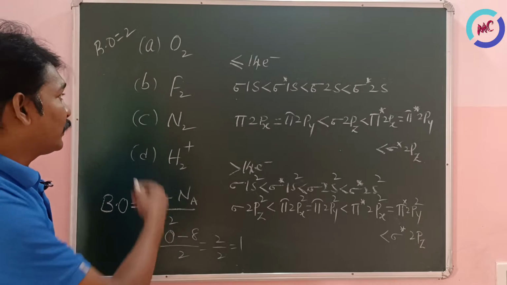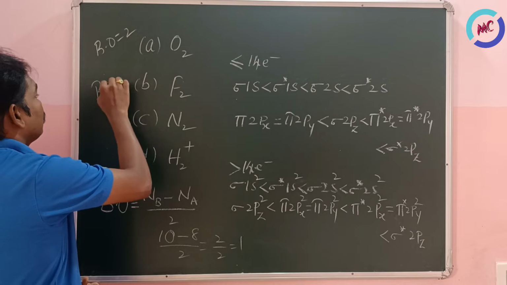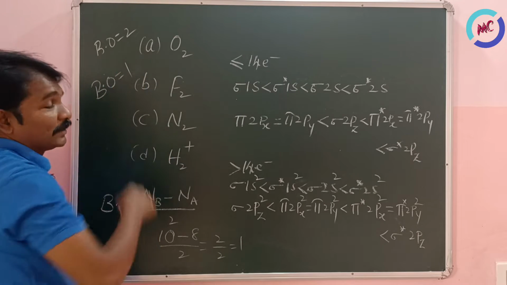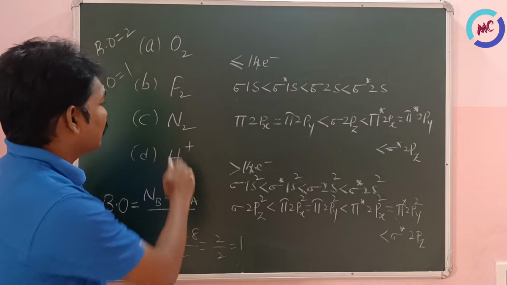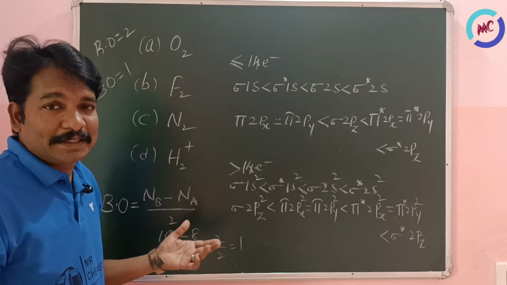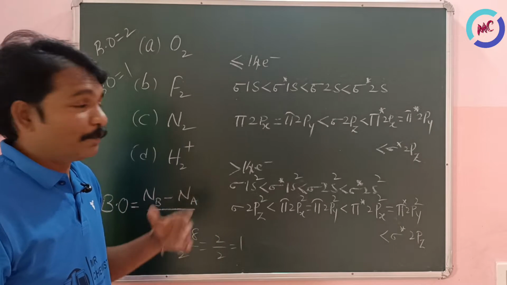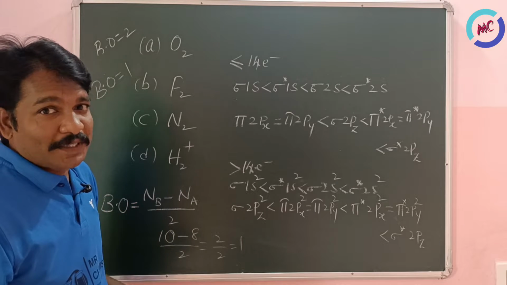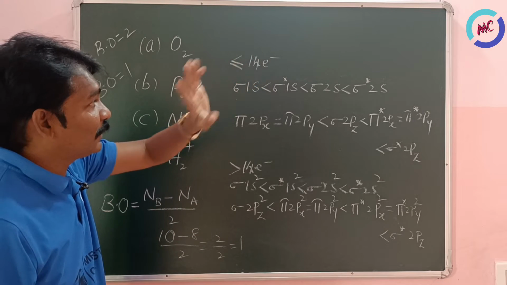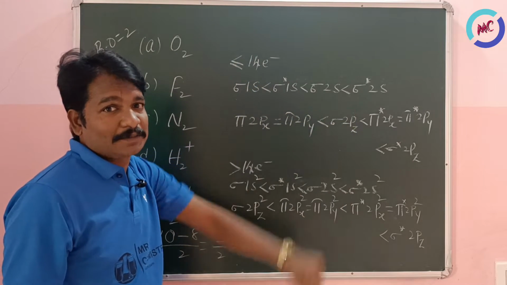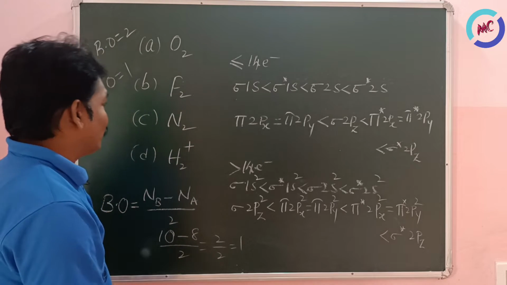Therefore, the bond order in the case of the F2 molecule is 1. Clear to you? Next, nitrogen. Nitrogen we already calculated in the previous one, and nitrogen has 14 electrons. For less than or equal to 14 electrons, we have to follow this sequence. We already calculated that one.